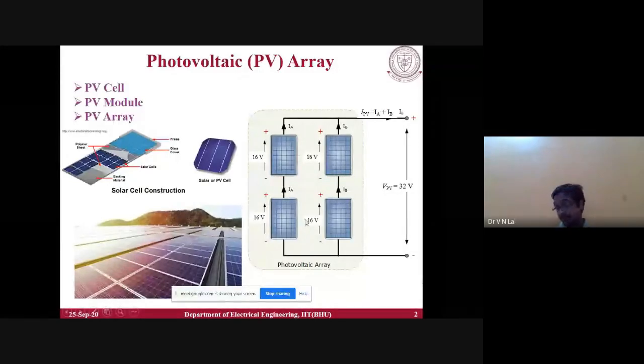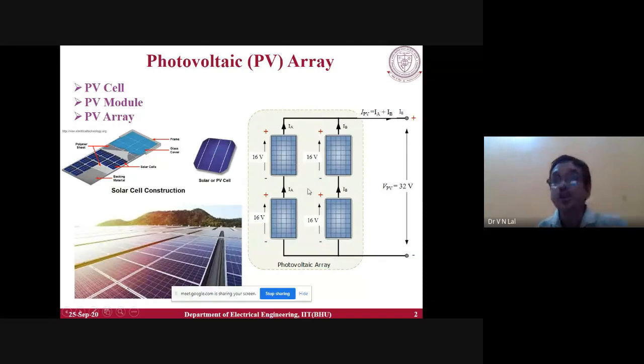They are connected in series-parallel combination to find out the PV array, giving VPV, the PV array voltage, equal to 32 volts, and the current supplied by this PV array to the load will be the combination of this current and this current. IPV will be equal to IA plus I.